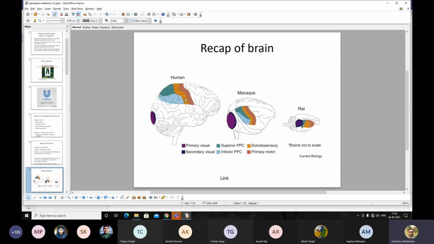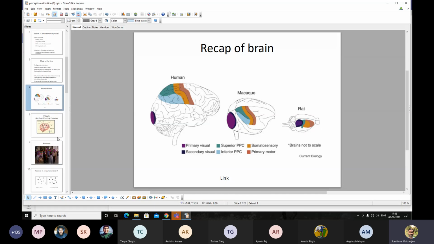That also you need. And you need the primary motor cortex. So you need the primary motor cortex to actually move your eyes and many other things, like your hands. So all of this put together is what helps us perceive, attend, and act. It's not just about our eyes. It's also not just about our vision, our visual area.